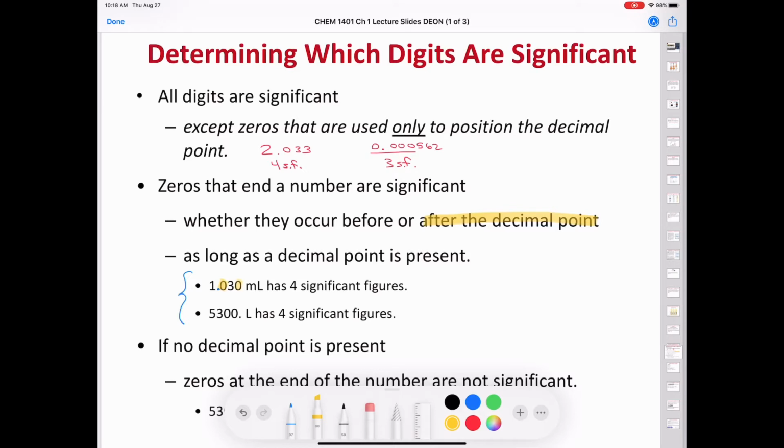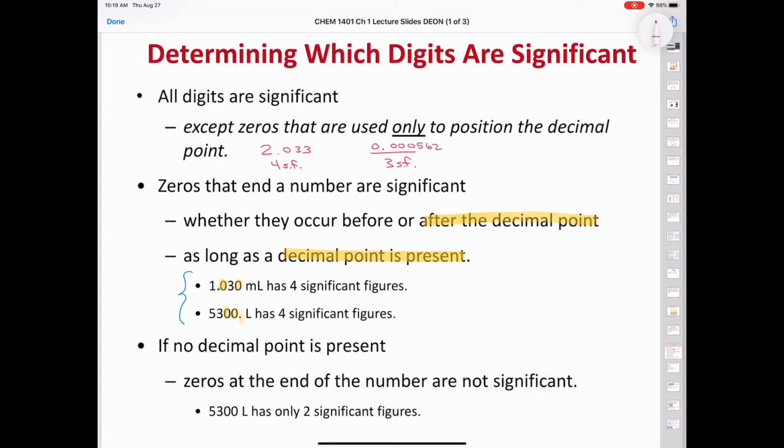5,300 with a decimal liters has 4 significant figures. And the reason why is because although those 2 zeros are at the end of the number, there is a decimal point present. And so that renders all of the zeros significant. It gets a little bit interesting if there's no decimal point at all. Zeros at the end of a number are not significant. So if we have 53,000 liters but we have no decimal point, we only consider the non-zeros to be significant. And so this number has 2 significant figures.